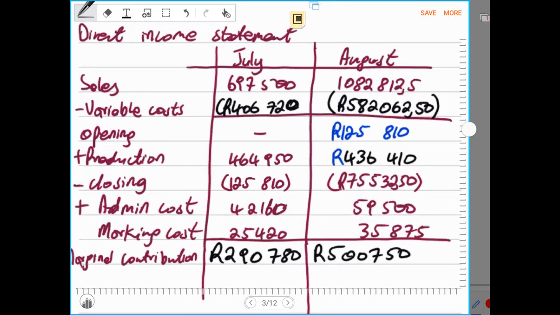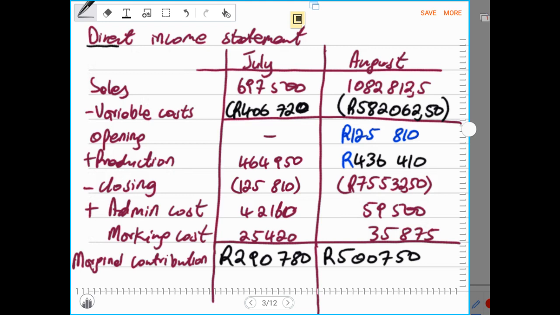And take into account the fact that when it comes to the direct income statement, we take our sales, we minus all the variable cost, variable manufacturing and variable non-manufacturing cost, starting with the opening plus production minus closing. Remember, this was a variable administration cost, not the fixed one. This is variable administration cost. This is variable marketing cost. So everything that is variable, you take it into consideration.